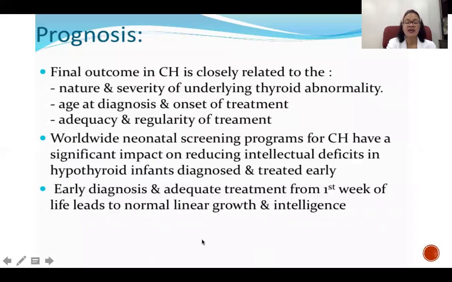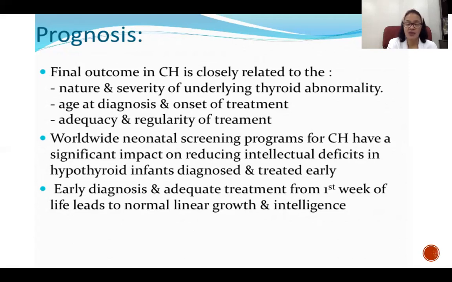Prognosis: the final outcome is related to the nature and severity of the underlying thyroid abnormality, the age at diagnosis and when you started treatment, and the adequacy and regularity of treatment. So compliance with follow-up is very important in those patients. That's why you really have to educate the parents or the caretakers of patients having congenital hypothyroidism. Worldwide neonatal screening programs have a significant impact on reducing the intellectual deficits in hypothyroid infants diagnosed and treated early.